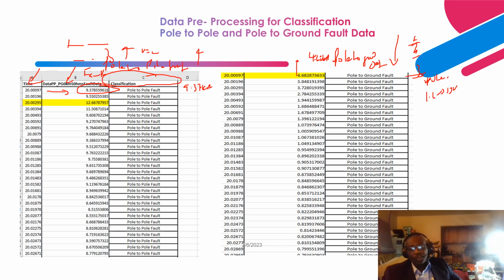On the right hand side is your pole to ground fault. So I have my input data, time and fault current variables, and my prediction classification is pole to ground fault for all this data, about 440 data points. So this will be my input into my classification learner algorithm.